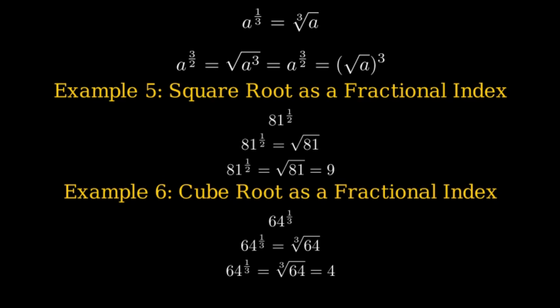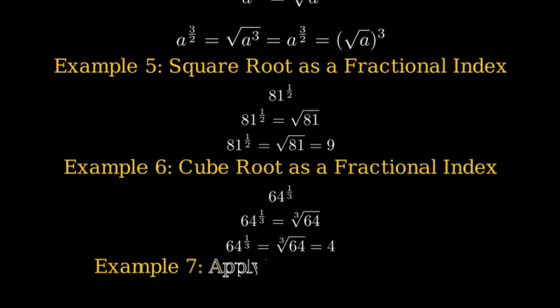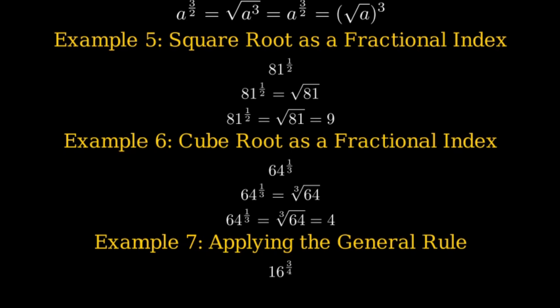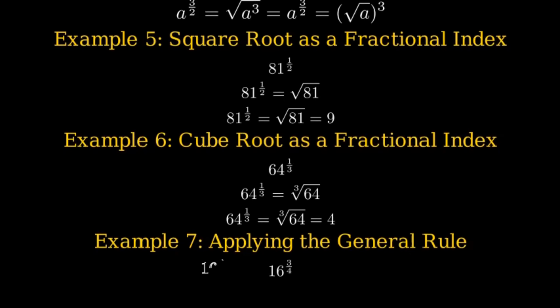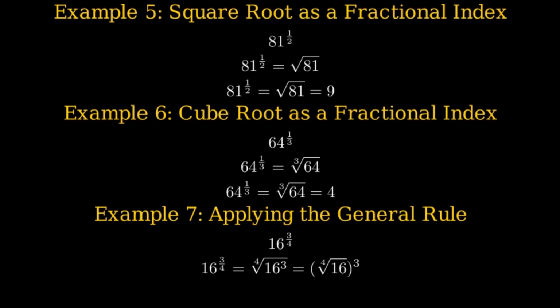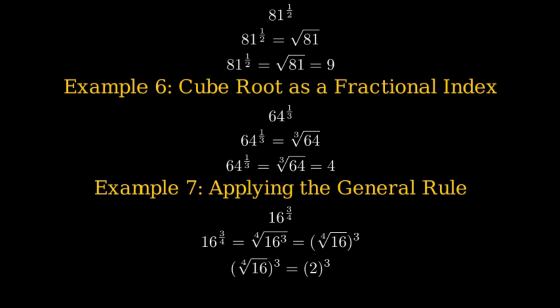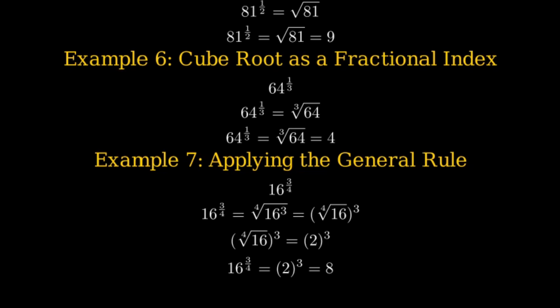In example 7, we'll apply the general rule for fractional indices. Let's evaluate 16 to the power of 3/4. Using our rule, a to the power of m over n equals the nth root of a to the power of m, we can rewrite this as the fourth root of 16 to the power of 3. The fourth root of 16 is 2, because 2 to the power of 4 equals 16. So, the fourth root of 16 to the power of 3 equals 2 to the power of 3, which is 8.